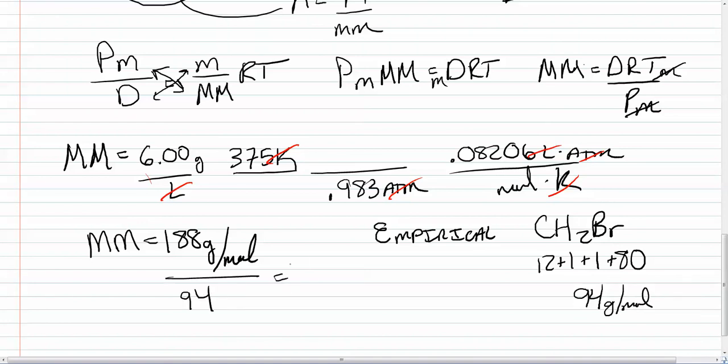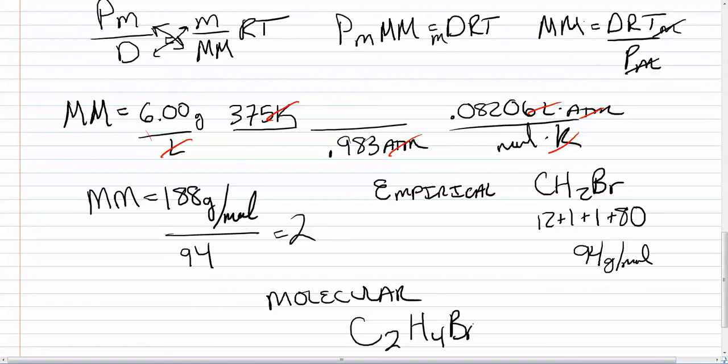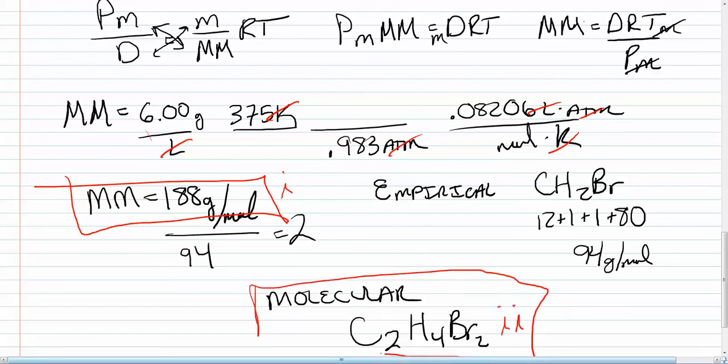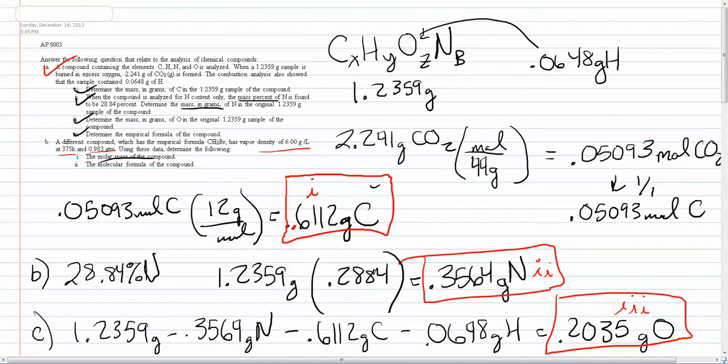94 is going to go into our 188 twice, so we just need to double everything. So we would expect the molecular formula to be double that, so C2H4Br2, and that actually gives us our answer for both parts. We have molar mass, which is the answer to I, and we have the molecular formula, which is the answer to II. All right, so there's another one of our AP problems solved, and we're ready to go.